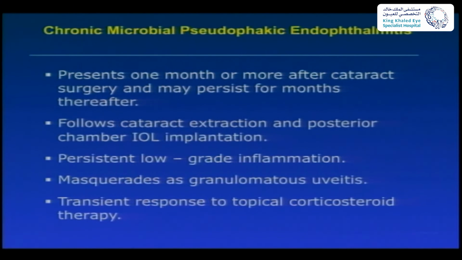It follows cataract extraction and posterior chamber intraocular lens implantation. It is associated with persistent low-grade inflammation, which can masquerade as granulomatous uveitis. The patient can have bottom fat KPs. Most of these patients are treated as uveitis without thinking that this is a chronic endophthalmitis. What is even more confusing is that these patients show a transient response to topical corticosteroids. You give the patient topical corticosteroids, they respond. When you taper it, inflammation recurs.